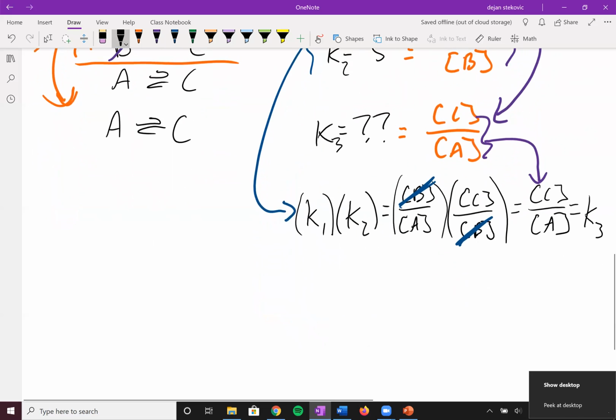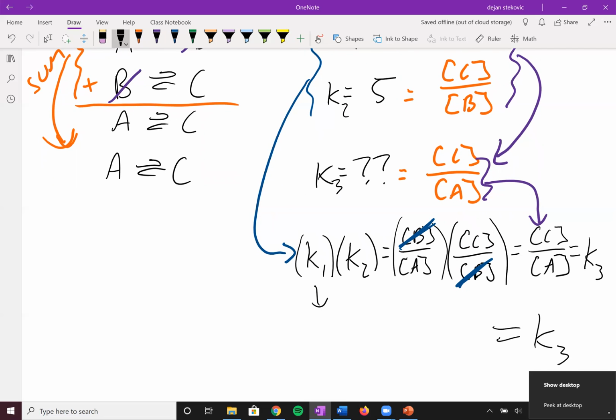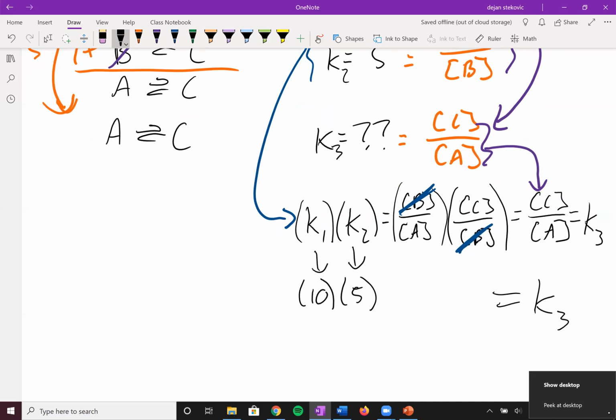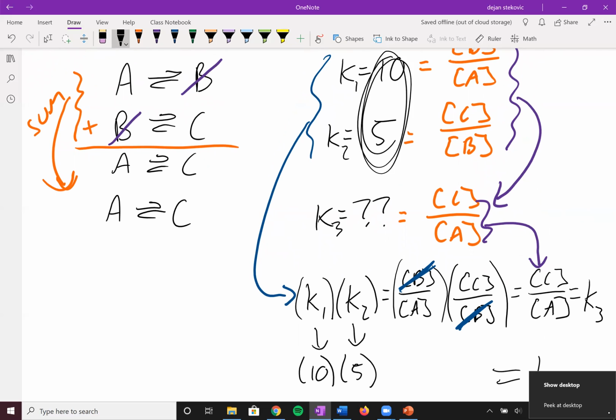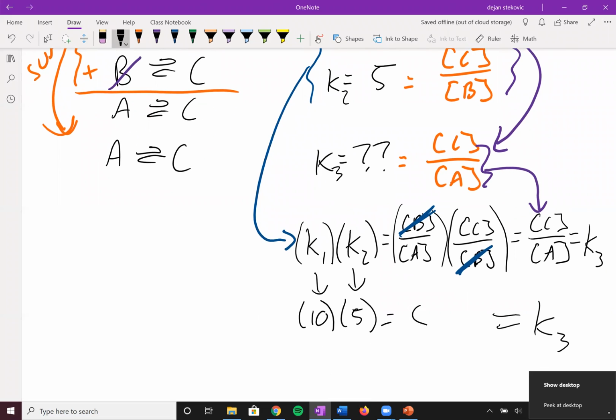So then we just plug in the numbers, right? If all of this stuff is equal to K3, we pull the numbers right here. We said K1 was equal to 10. We said K2 was equal to 5, right? I could pull this from up here. 10 times 5 is equal to 50. So the value of K3 here of our overall reaction is 50.